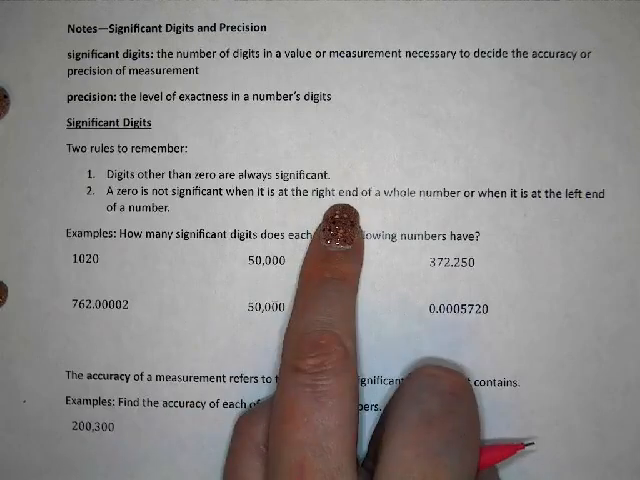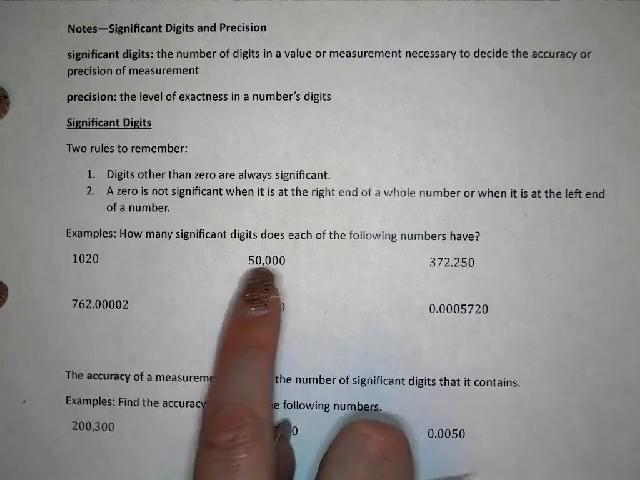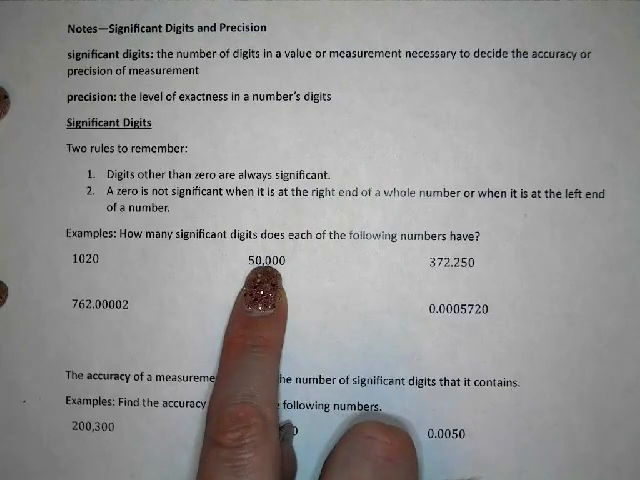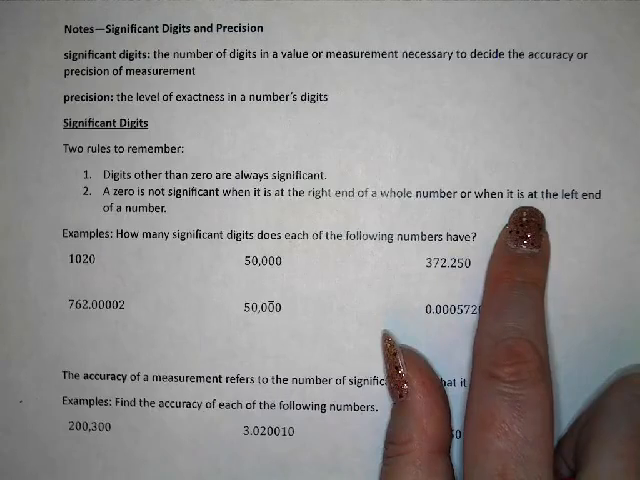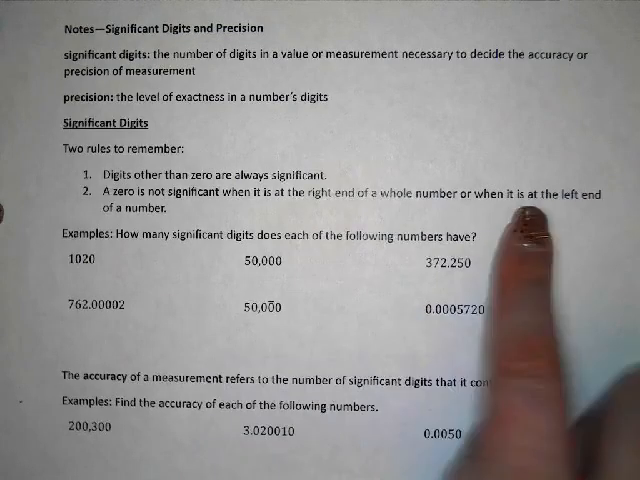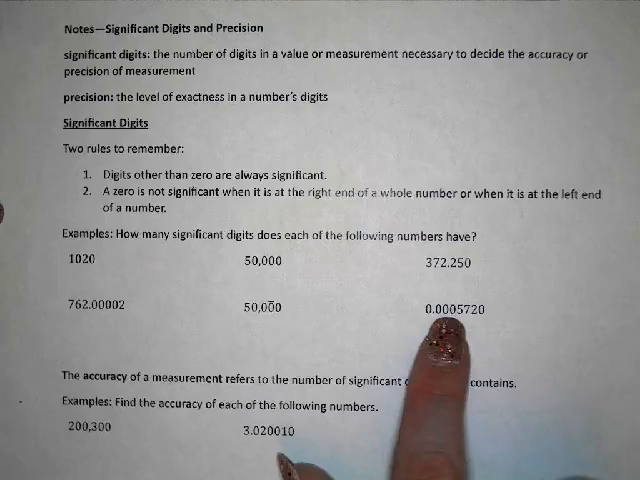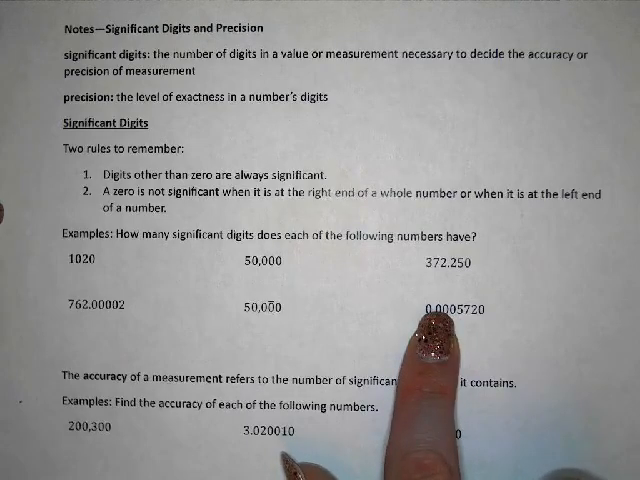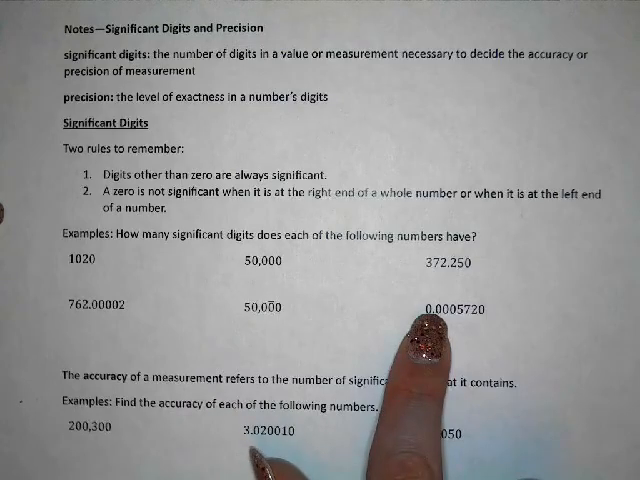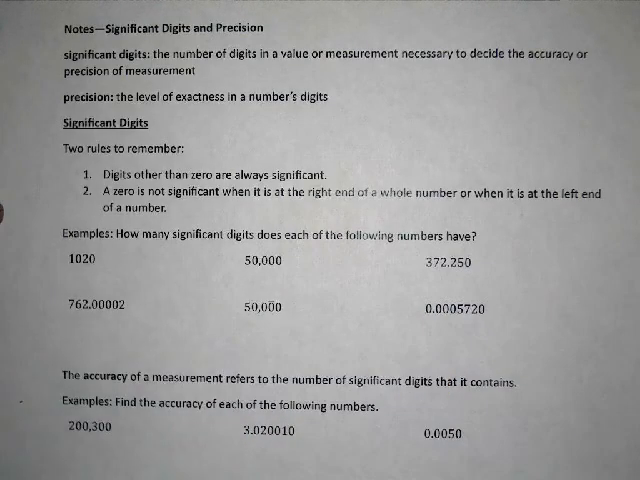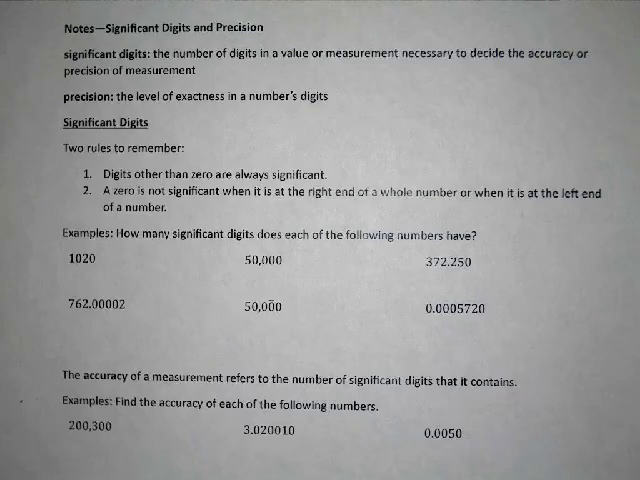The first is that when you have a whole number and the zeros are to the right. So here's a whole number, we got zeros to the right, none of these zeros are significant. The other is when you have a decimal number and you have zeros on the left. So here's a decimal number, we got zeros on the left. The zeros on the left are not significant. Okay, so zeros here, not significant. All right, so those are the two things you're going to remember with your significant digits.